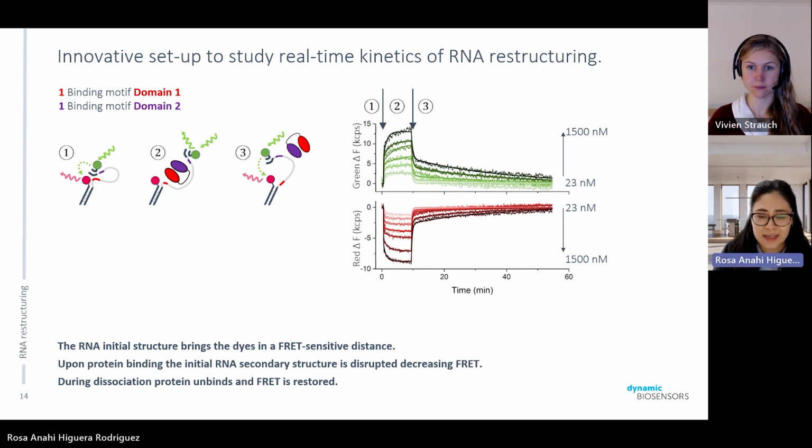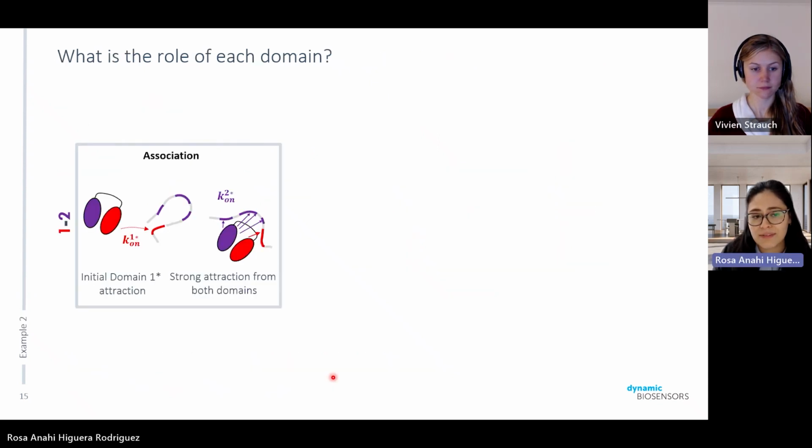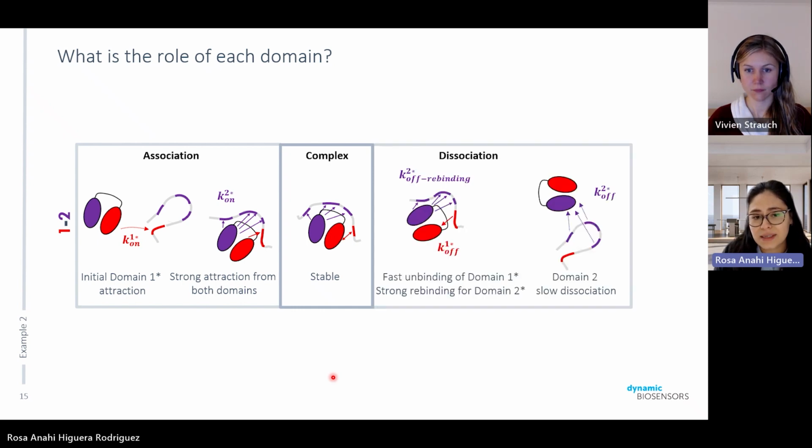So what does this mean in terms of the binding? In the association phase, we have a very fast phase driven by the fast on rate of the first domain, followed by the association of the second domain, which leads to a complex. And during the dissociation, we have this intermittent binding of the first domain with these very fast on and off rates. And then we have these very strong rebinding effects of the second domain towards the many motifs that we have here, until the second domain dissociates completely. So again, here the second domain is rate limiting in the dissociation.